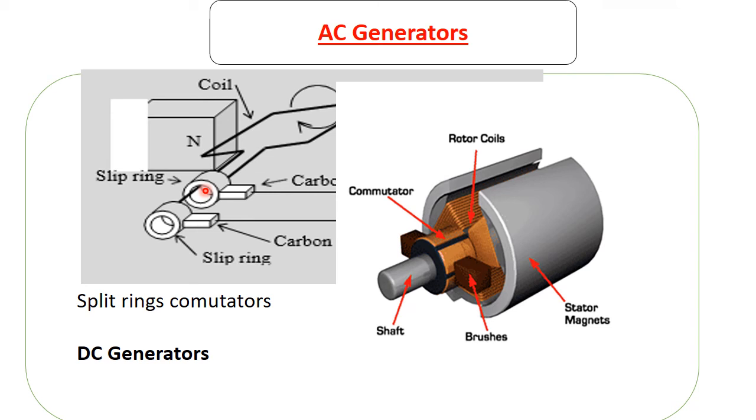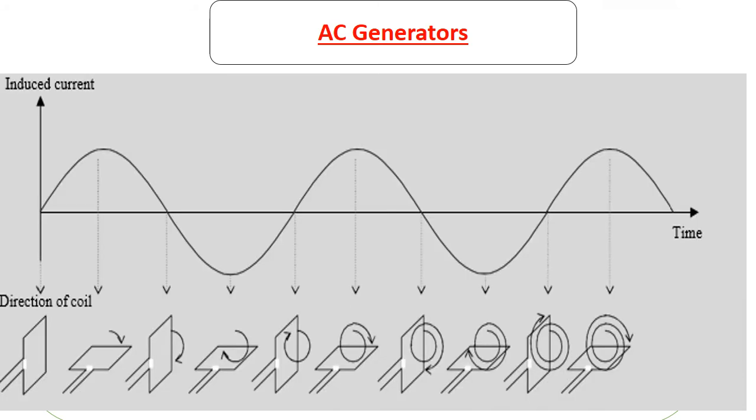So what you should get is slip rings are for AC, split rings are for DC. The split rings are usually used in DC generators, not AC generators, since AC generators are for slip. So this diagram explains the relationship between induced current and direction of rotation of the coil.